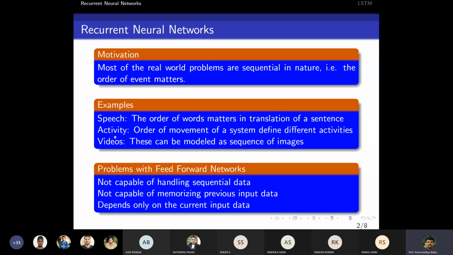Or another example is with respect to an activity. See, the order of the movement of a system defines different activities. Suppose I say that I am running. What is the order of the activity? If you are running fast, mostly you will be running on the toes only, right? Will be running on the toes and all.